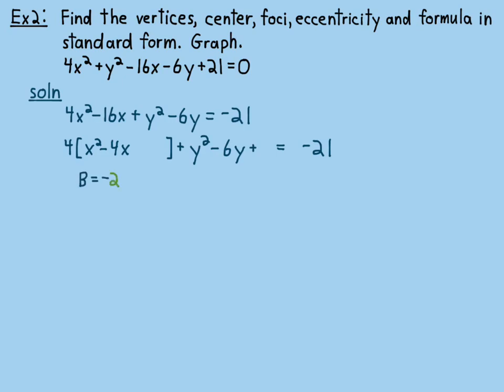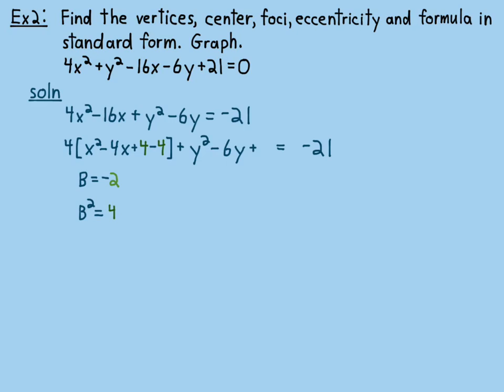Now, for my x terms, my capital B is going to be minus 2. It's 1/2 of this negative 4. And then B squared will be 4. And then the B squared I'm going to take and put in here. Now, I can't add it to both sides because this is inside these brackets and being multiplied by 4. So what I'm going to do is add this 4 and subtract the 4, like that.